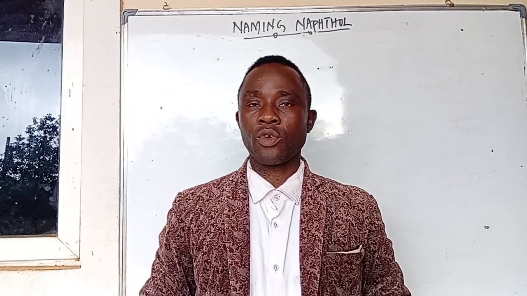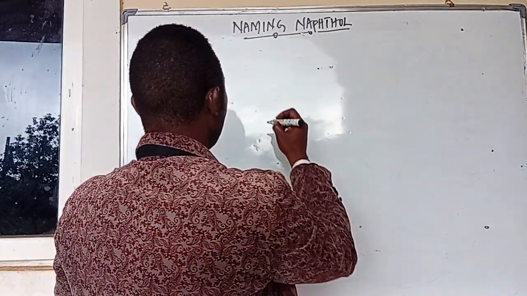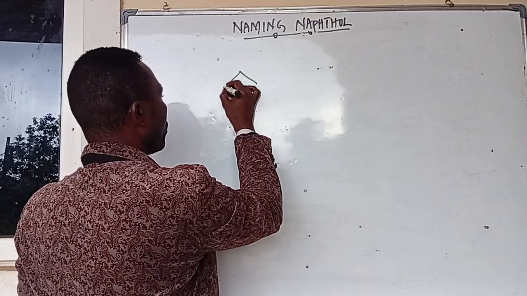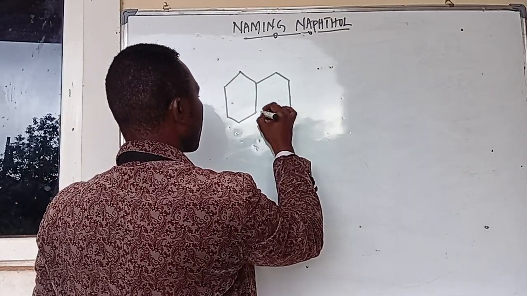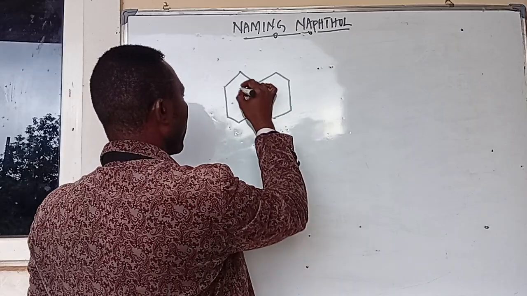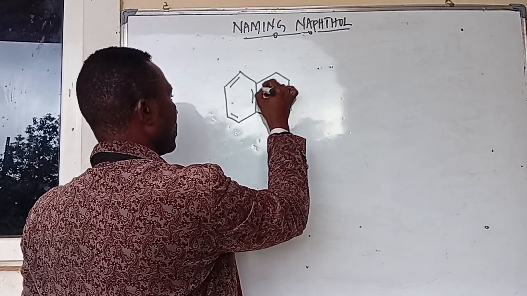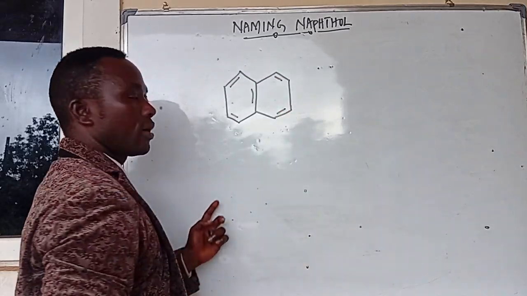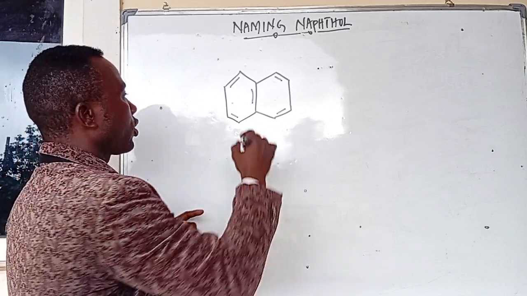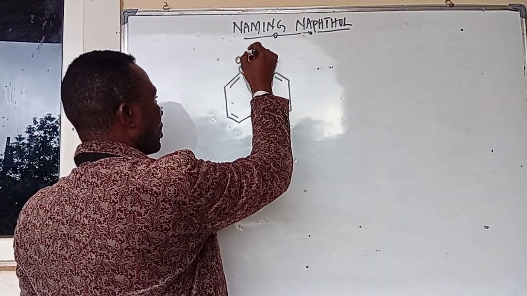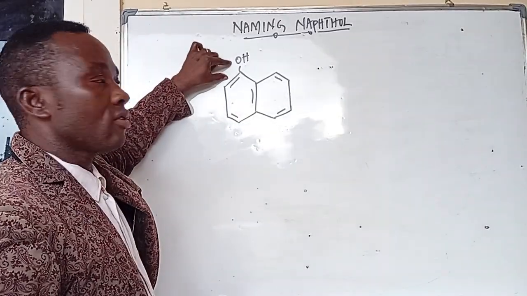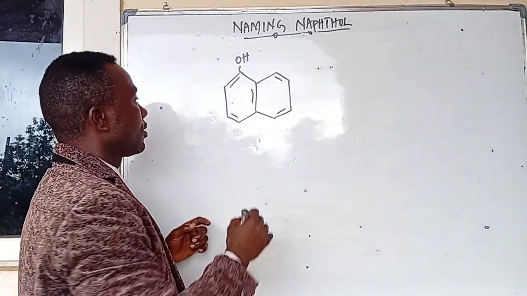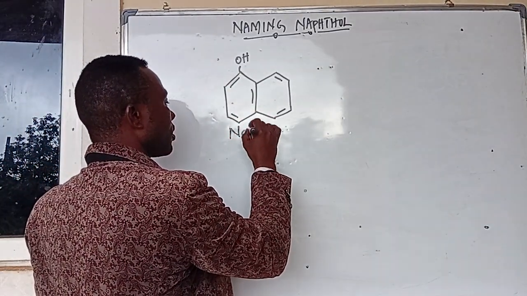In this class, I want to show you how to name naphthol and the substituents of naphthol. Now, the compound naphthalene on its own is two benzene rings fused together this way. But when a hydroxyl group is substituted or bonded to naphthalene, that will become naphthol.